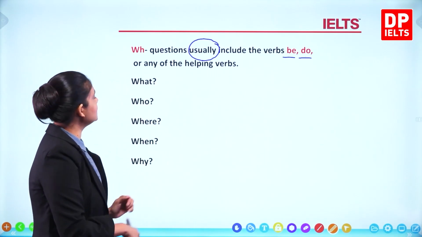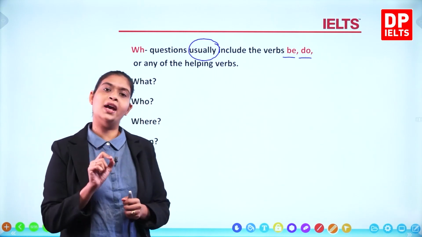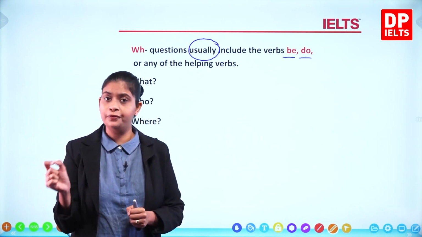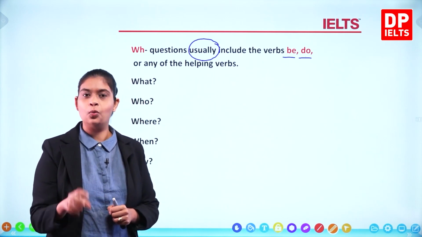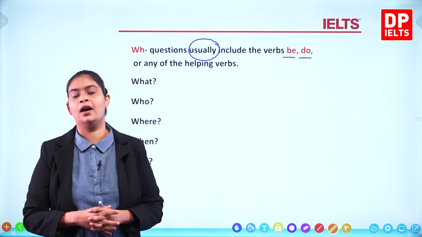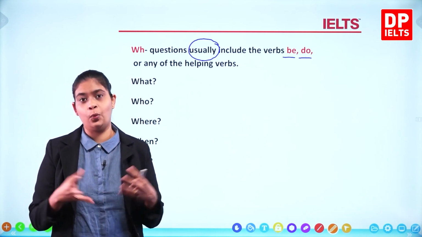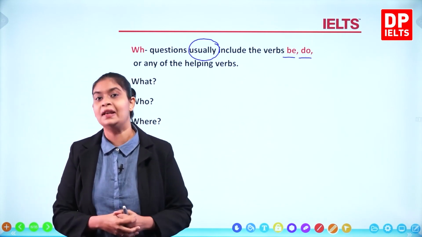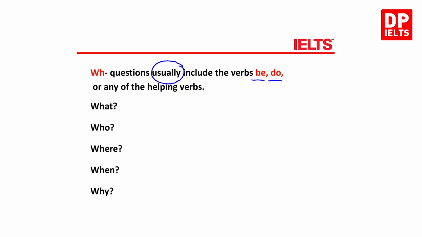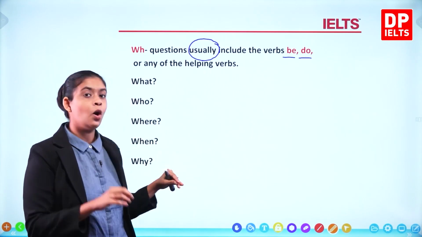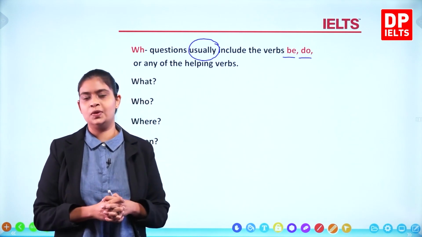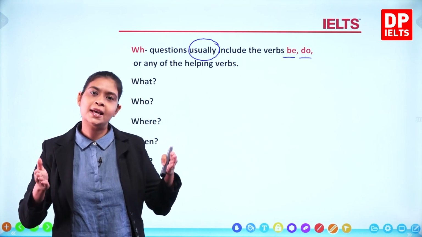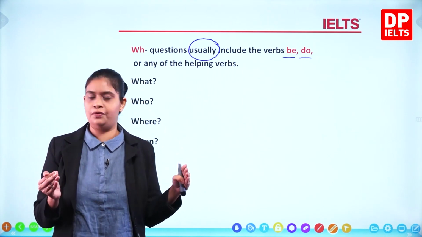Next one is where. Where do you live? Where are you from? When we are referring to a place, we use the where question tag. Where, talking about a place. Next one, when. When is usually used when you're referring to a time period or a time frame.